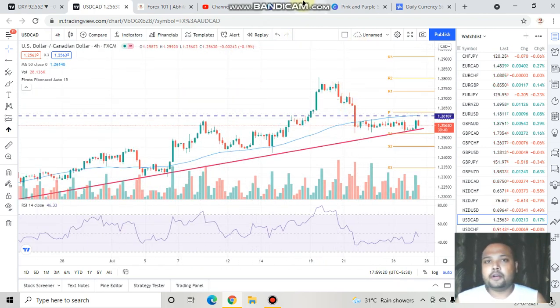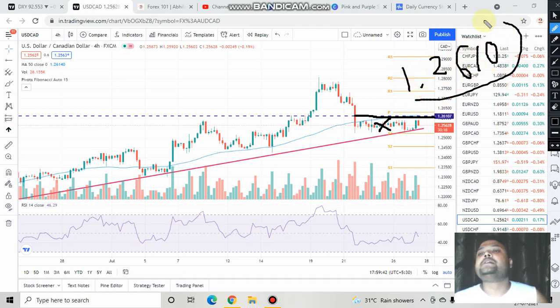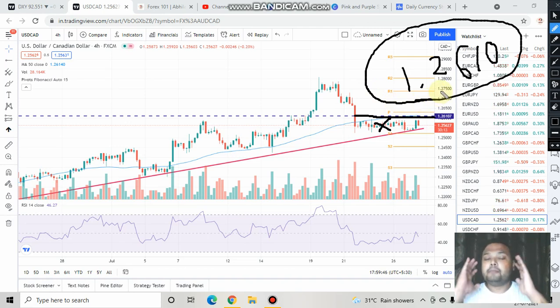So I'll strongly recommend you not to buy here. This is your no trading zone, because see, right now the market is following this trend line, though the market is standing at support level, but still I will not say you buy, because first of all the market does not have the strength right now to go up, and secondly we have a resistance here at 1.2610. This is a resistance level on the weekly chart.